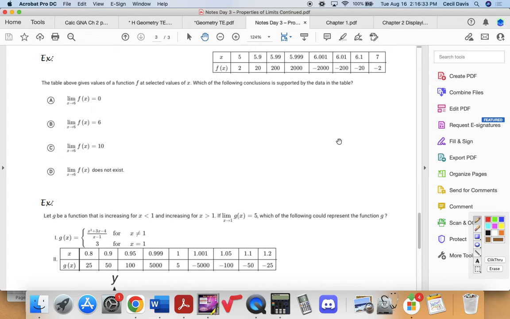This one I don't like as much, and that's part of the reason why I included it. The table above gives values of a function f at selected values of x. Which of the following conclusions is supported by the data?